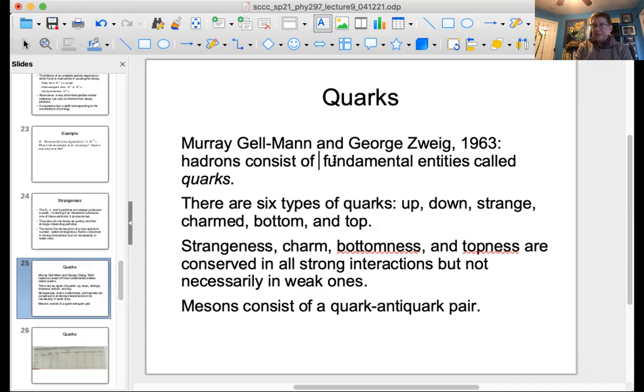There are 6 types of quarks: up, down, strange, charmed, bottom, and top. So strangeness is conserved, charm is conserved, bottomness and topness are conserved in all strong interactions, but not necessarily in weak ones. And mesons consist of a quark-antiquark pair. So again, the difference between baryons and mesons: baryons, 3 quarks; mesons, a quark and an antiquark.